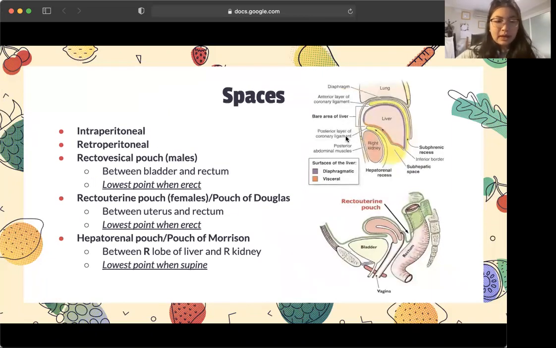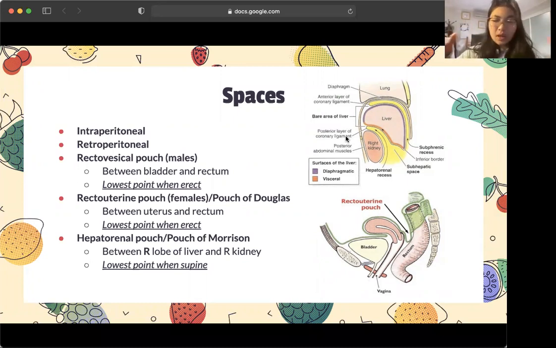So these are some spaces that we want to be aware of. We'll touch on intraperitoneal and retroperitoneal later. But in particular, we want to know that if there is fluid in the peritoneal cavity of some sort, whether it's just gunk or not, where it can pool. And if you just think about it, it's going to be in different locations depending on whether we are standing up or sitting up or lying down. And the reason for that is just gravity is going to move it to the lowest point.